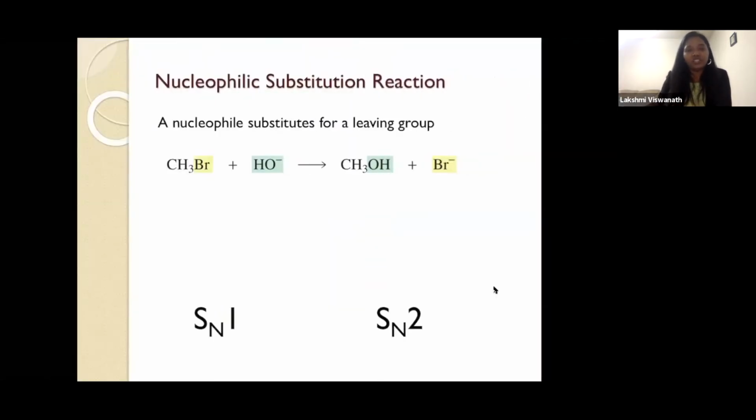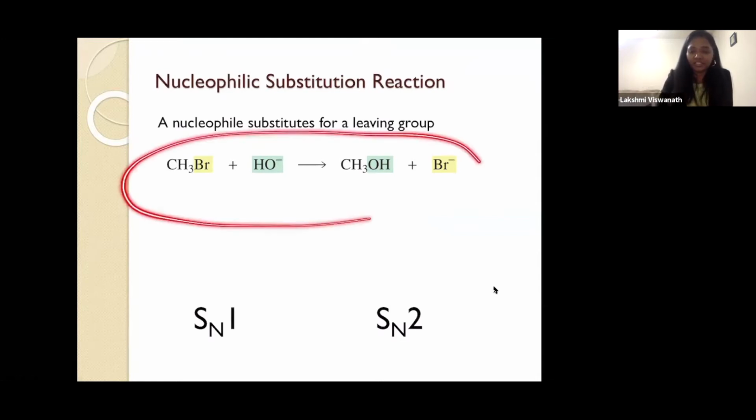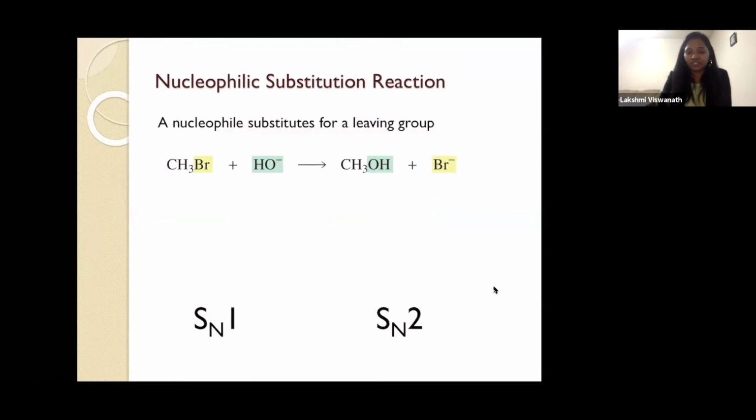Okay, so with that, let's talk a little bit about the nucleophilic substitution reaction in general. What is a nucleophilic substitution reaction? In a nucleophilic substitution reaction, a nucleophile goes and takes the place of a leaving group. Here is an excellent example for a simple nucleophilic substitution reaction where methyl bromide reacts with hydroxide ion to give methanol and bromide ion. Let's identify the different species in here.